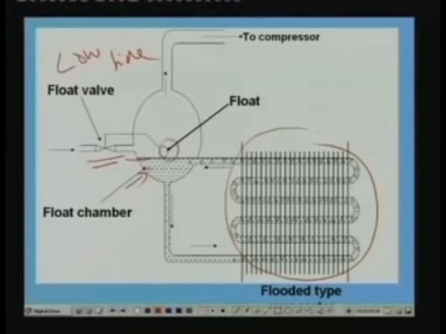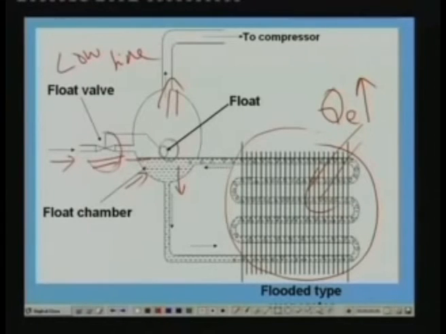What happens when the liquid level drops? First of all, this liquid level drops when the load on the evaporator increases. Let us say that load on the evaporator is increasing. When the load on the evaporator increases, this evaporation rate increases, so higher mass will leave the float chamber. Higher mass leaves the float chamber means this level will drop. Once this level drops, that is sensed by this float, and this will open the float valve wider. There will be wider opening of the float valve. Once the float valve is opened wider, more refrigerant will flow into the float chamber, and the level is restored.